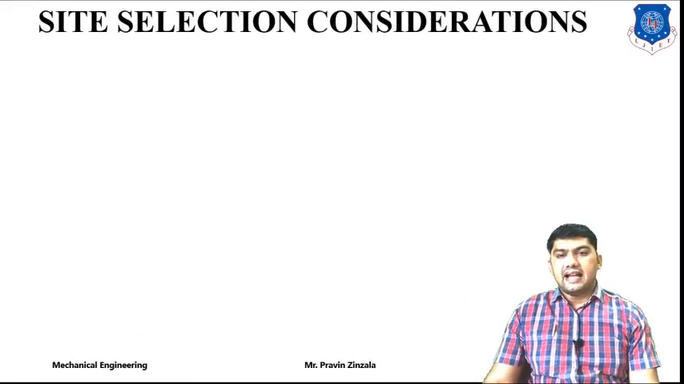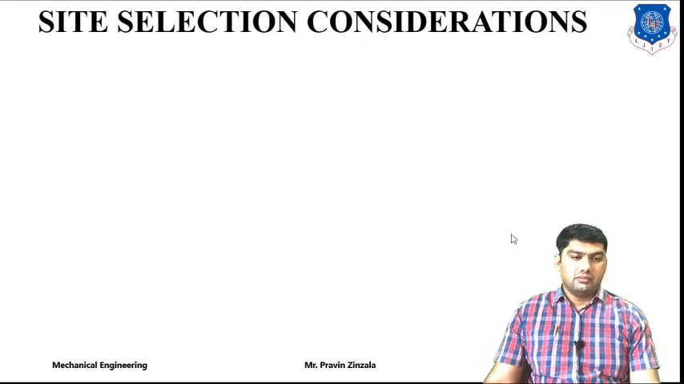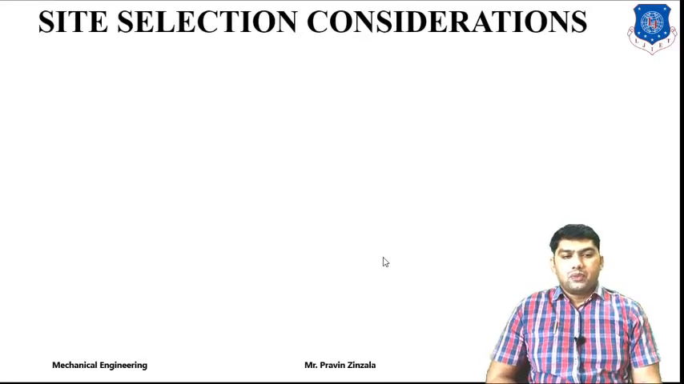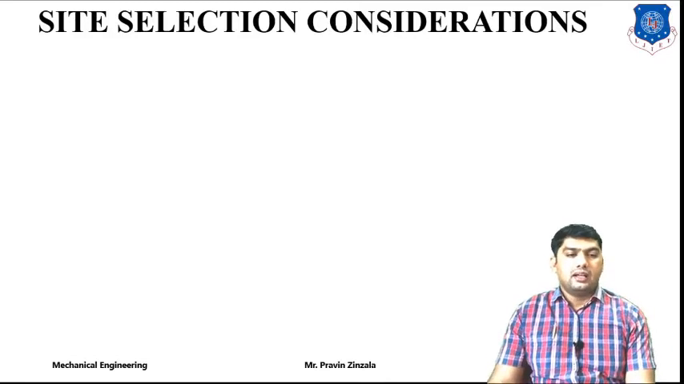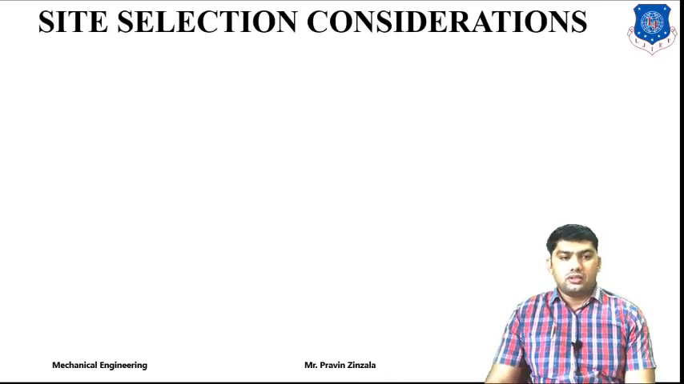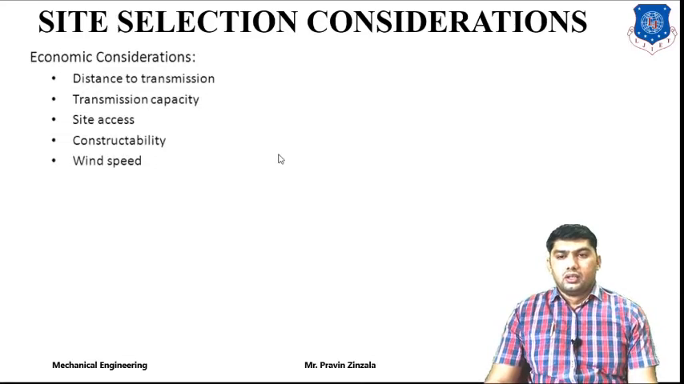Next is site selection consideration. If you want to install a wind turbine, we have to consider many factors, like the availability of land, power generation, availability of wind speed, and land conditions. So we have to consider many factors for the installation of a wind turbine.